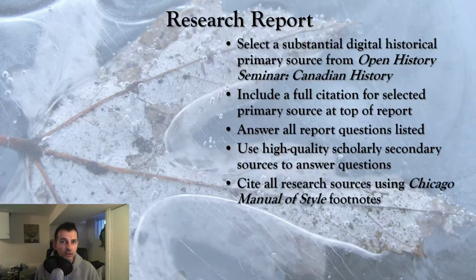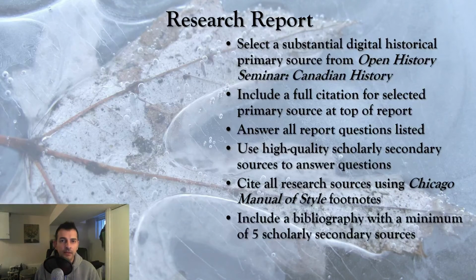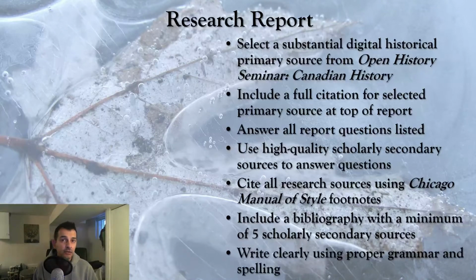You should cite all of the information that you use in your report using Chicago Manual of Style footnotes. Your report should include a separate bibliography with a minimum of 5 scholarly secondary sources. And finally, the report should be written clearly using proper grammar and spelling. This report should be written in full sentences with full paragraphs, not notes or bullet points.